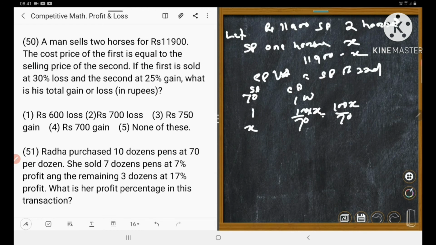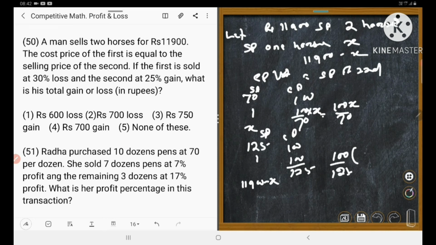In the second instance, when SP is 125, because there is a profit of 20%, CP is equal to 100. SP 1 gives CP 100 upon 125. Therefore, 11,900 minus X is equal to 100 upon 125 into 11,900 minus X.